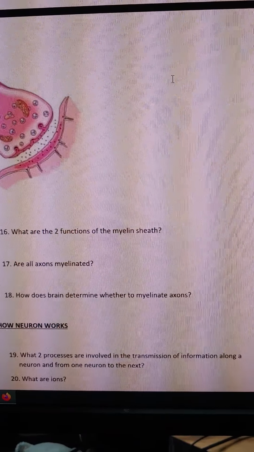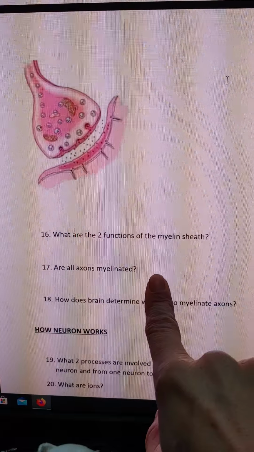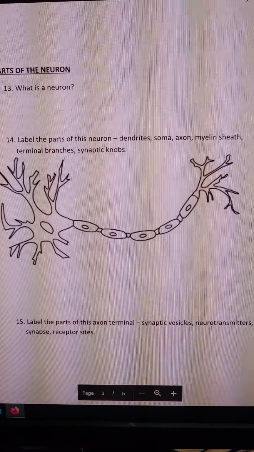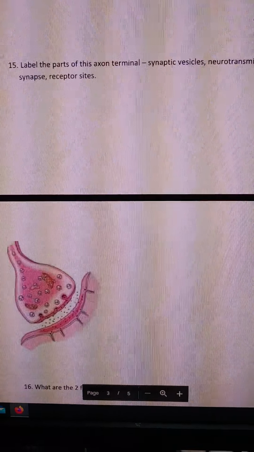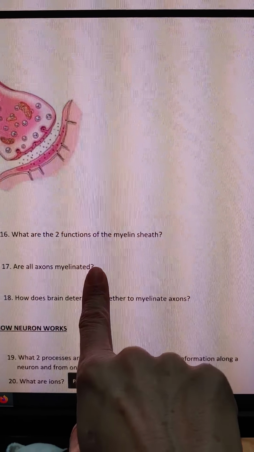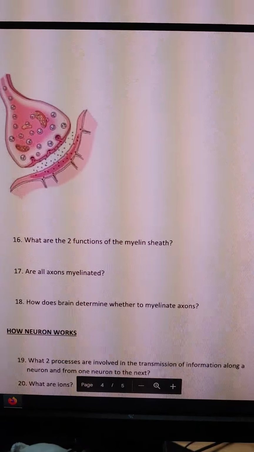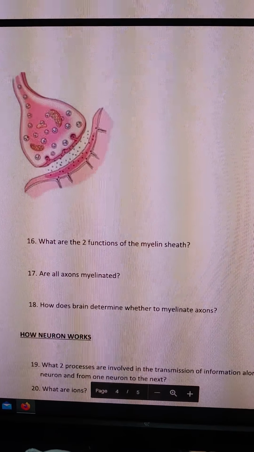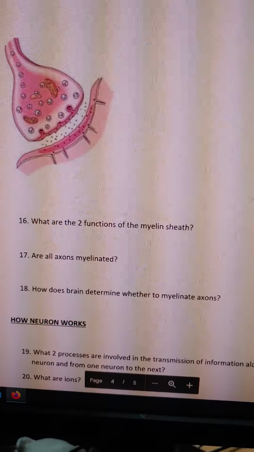Number 17, are all axons myelinated? Nope. Now, our diagram shows one that's myelinated. And if you go online and type in neuron images, Google Images, you will find lots of them that have that myelin sheath, but not all of them do. So are all axons myelinated? No. How does the brain determine which ones to myelinate? Okay, that's number 18. I'm just going to keep it here for now and not show you me, because we're going to do this diagram and then I'll turn it back on me.